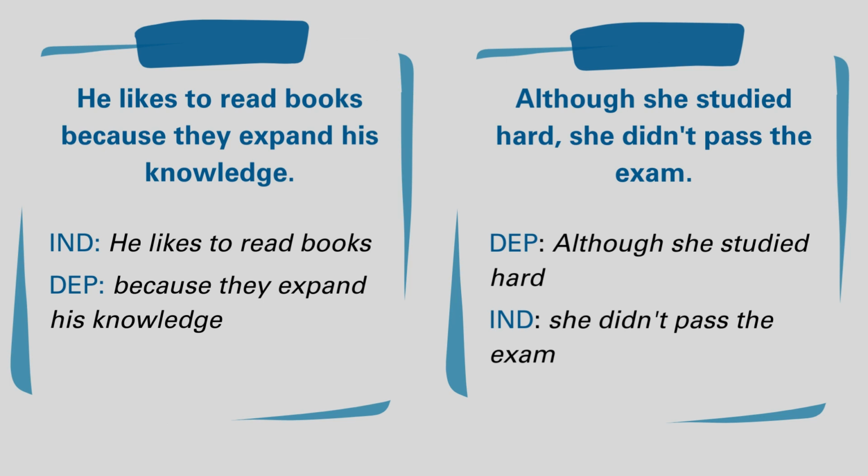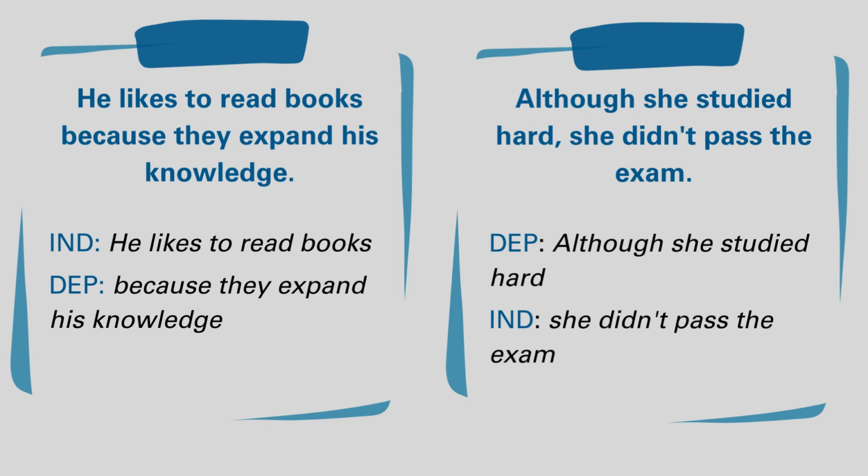To understand this better, let's have a go at the two sentences and identify the independent and dependent clauses in each of them. First one, he likes to read books because they expand his knowledge. The first half, he likes to read books, has a complete thought, right? It has a subject, which is he, and a predicate, which is likes to read. Therefore, this is the independent or main clause.